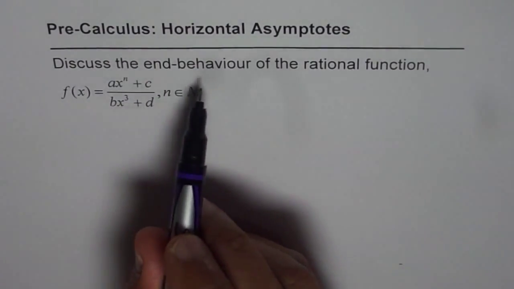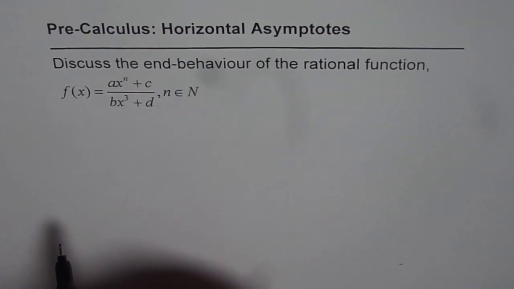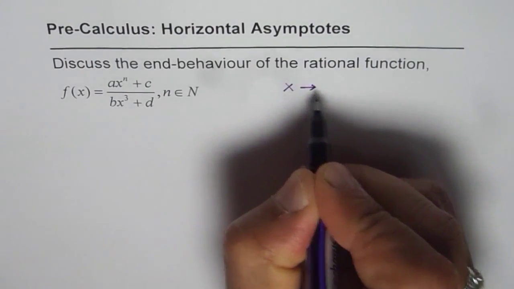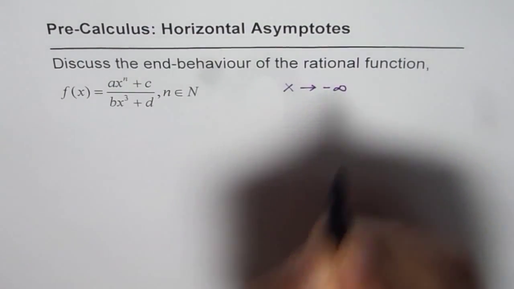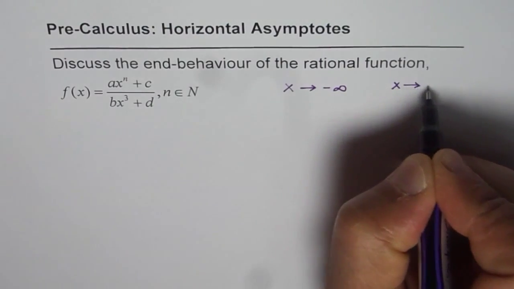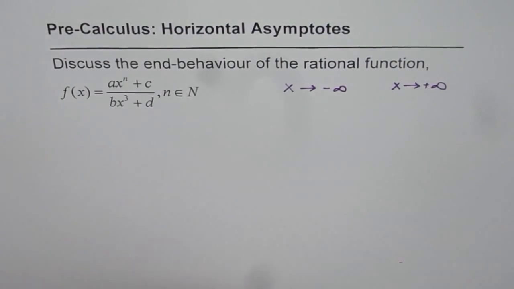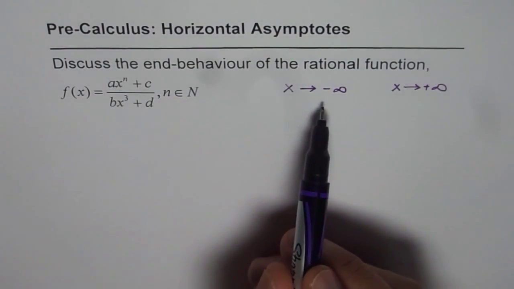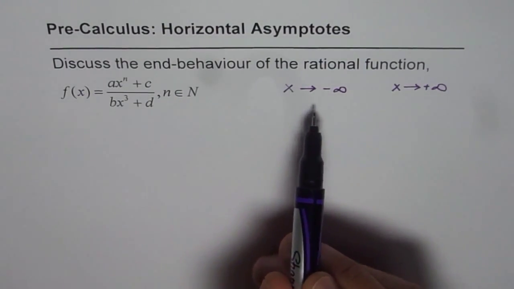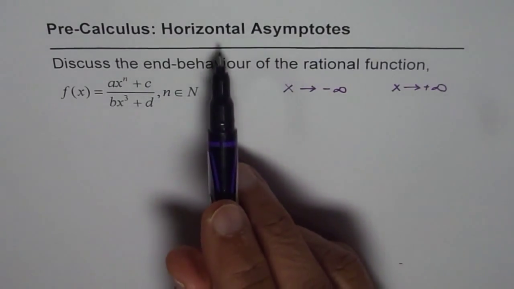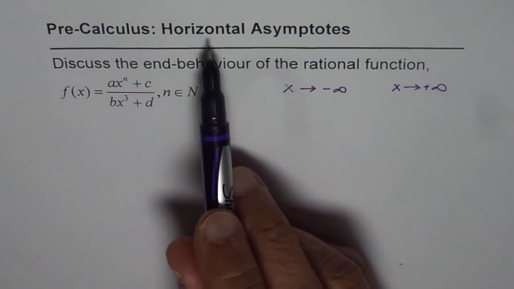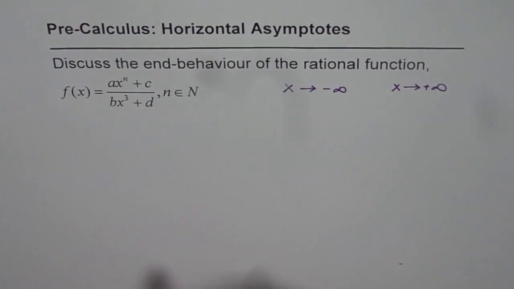Now when we say end behavior, what are we trying to understand? We are basically trying to understand what happens to the value of the function as x approaches minus infinity or as x approaches plus infinity. So that is end behavior. Now if the function approaches a fixed value, then we say that y equals that value is a horizontal asymptote. So that is how we can link horizontal asymptote to this question.